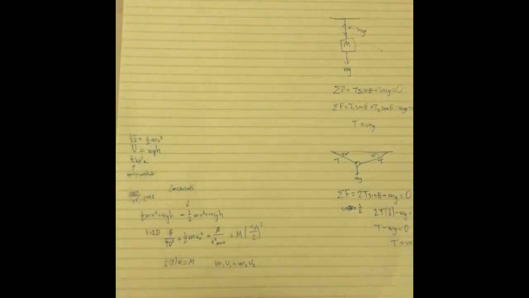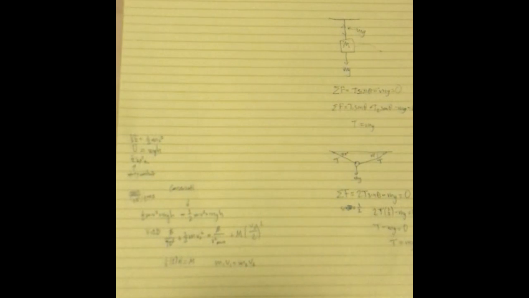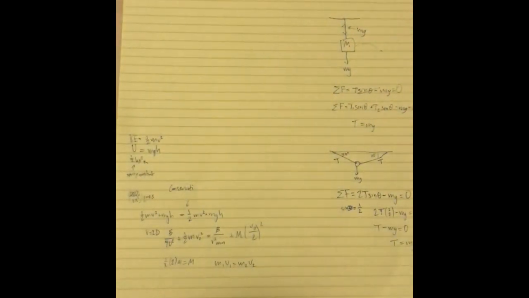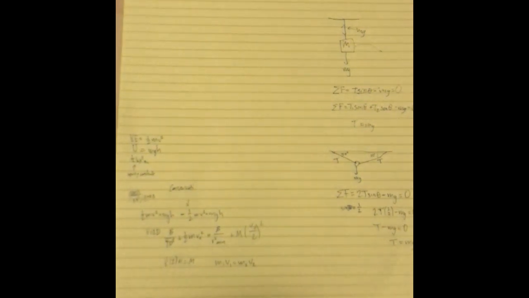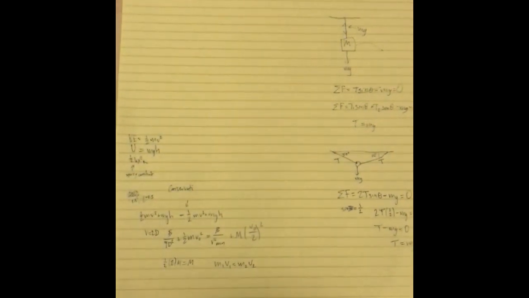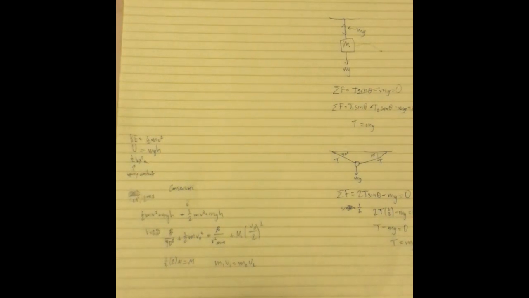So pretty much for this video, we're going to be talking about simple harmonic motion. I'll just talk a little bit about Hooke's law, especially about periods and the equation for that, and then we'll talk about example problem number 33.